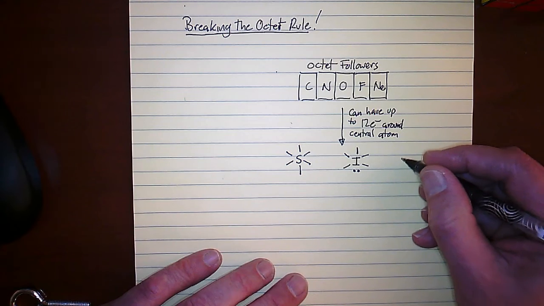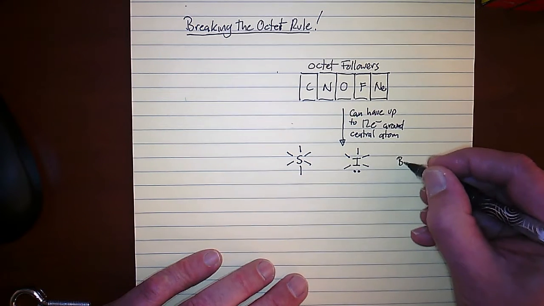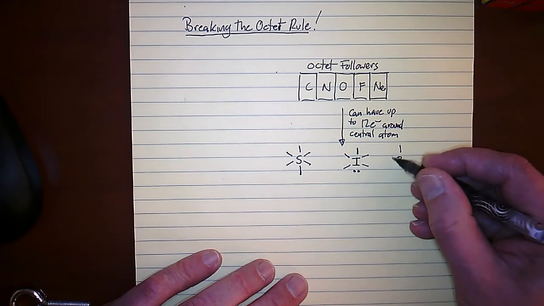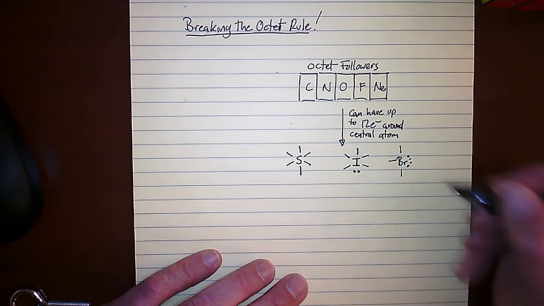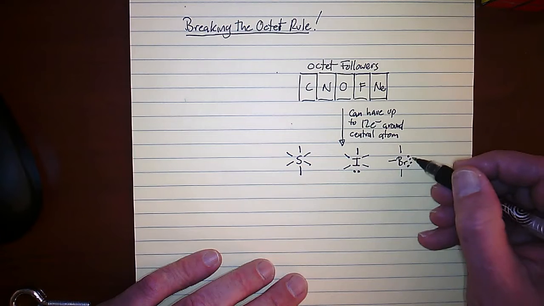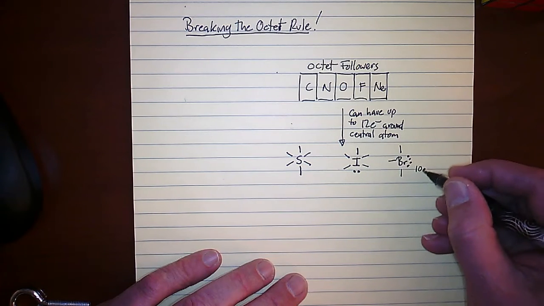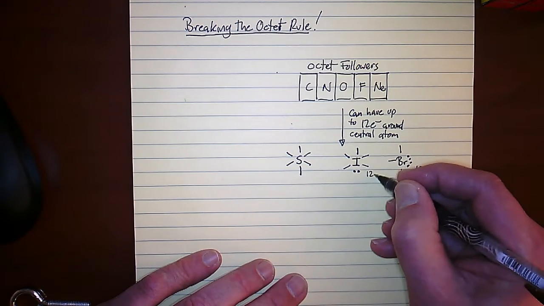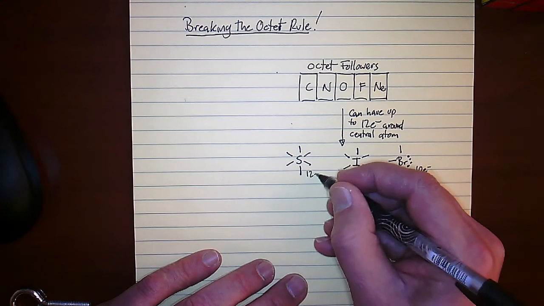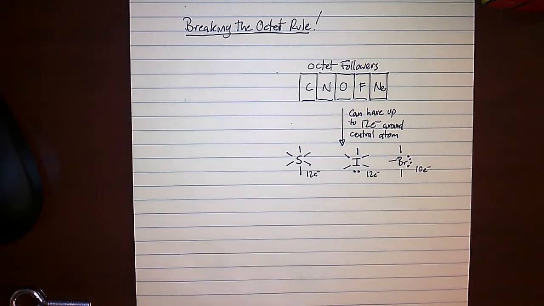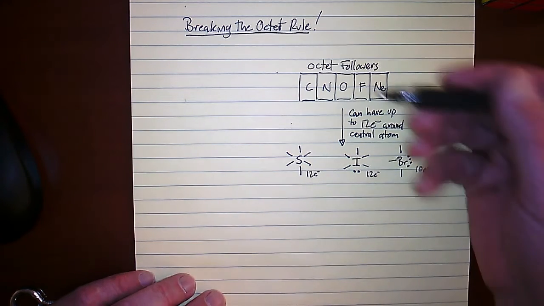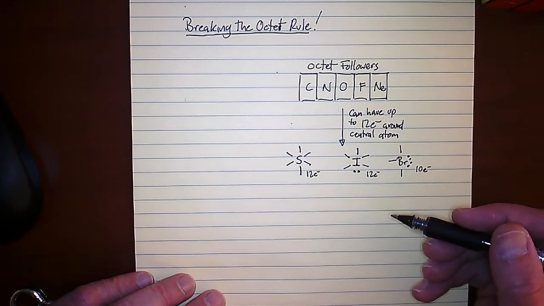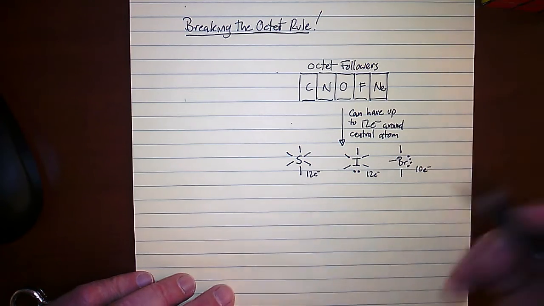Or you might see it with something like bromine with 3 bonds but 2 unshared pairs. And again, 1, 2, 3, 4, 5. So this would be 10 electrons around the central atom, but these would be 12 electrons. So you're going to see different combinations that add up to more than 8 electrons around the central atom with elements below carbon, nitrogen, oxygen, and fluorine.